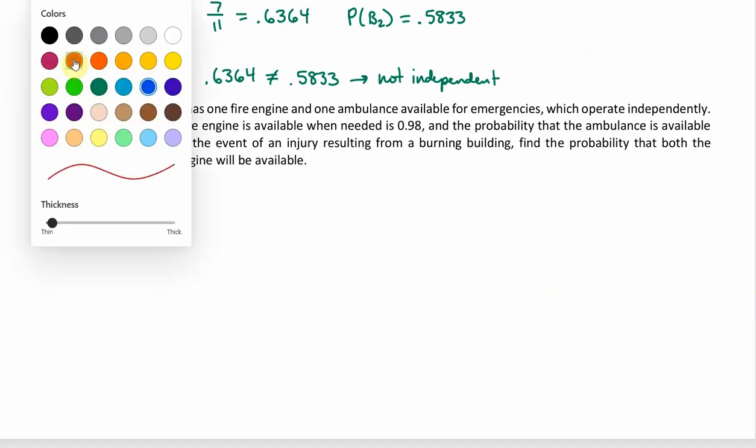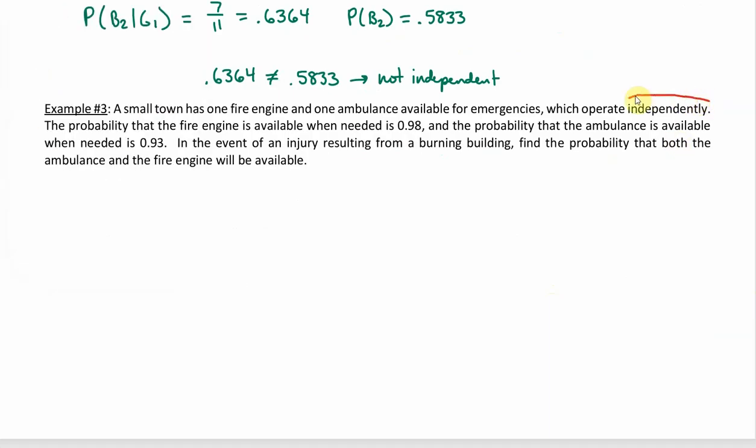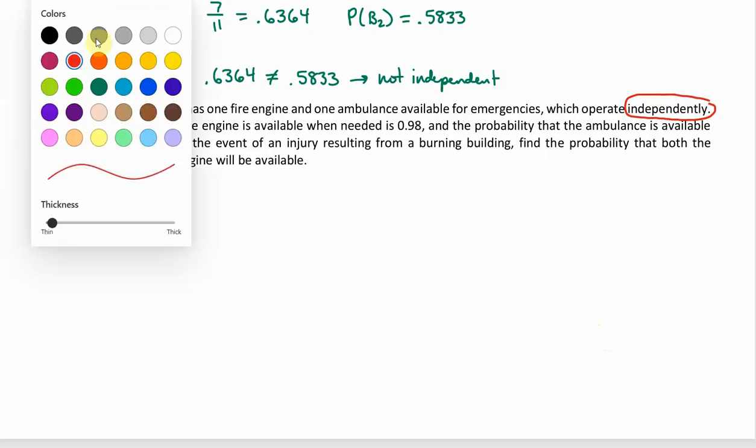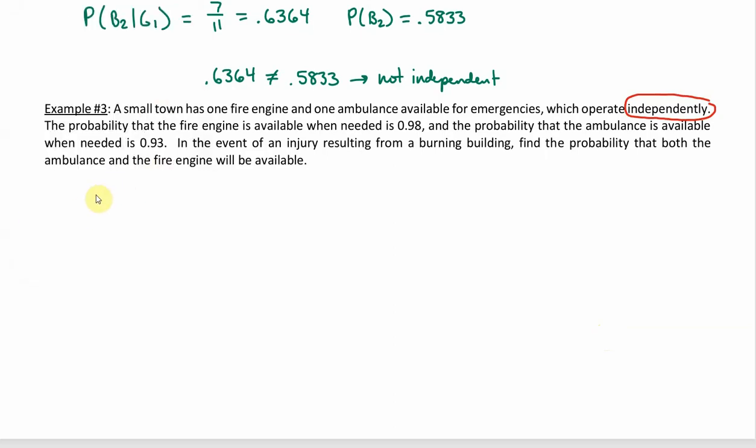So the key thing with number 3 is right here, that the fire engine and the ambulance operate independently. So because they're independent, we know the probability of the intersection will be equal to the product of the individual probabilities. And then we've got a couple of given probabilities here. If I say F for fire engine and A for ambulance, then the probability of F, the fire engine being available, is 0.98. And then the probability that the ambulance is available is 0.93. So we do need those.